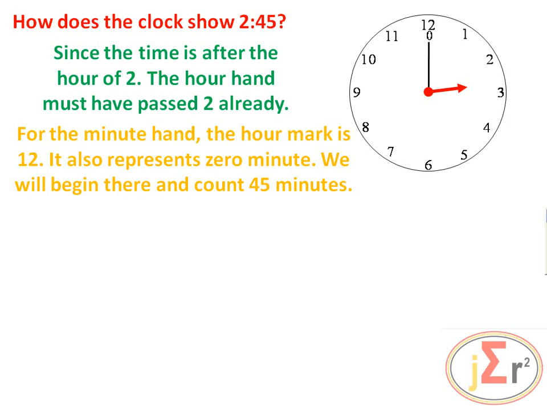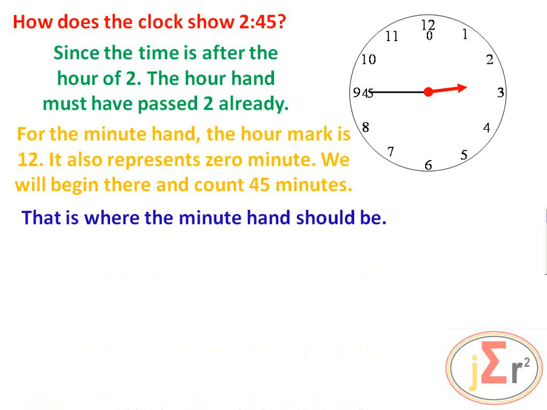Let's go, Jerry. 5, 10, 15, 20, 25, 30, 35, 40, 45. Right, 45. Notice that it started slowly and then went at a very fast speed. Let's go again. 5, 10, 15, 20, 25, 30, 35, 40. Right, so that is where the minute hand should be.